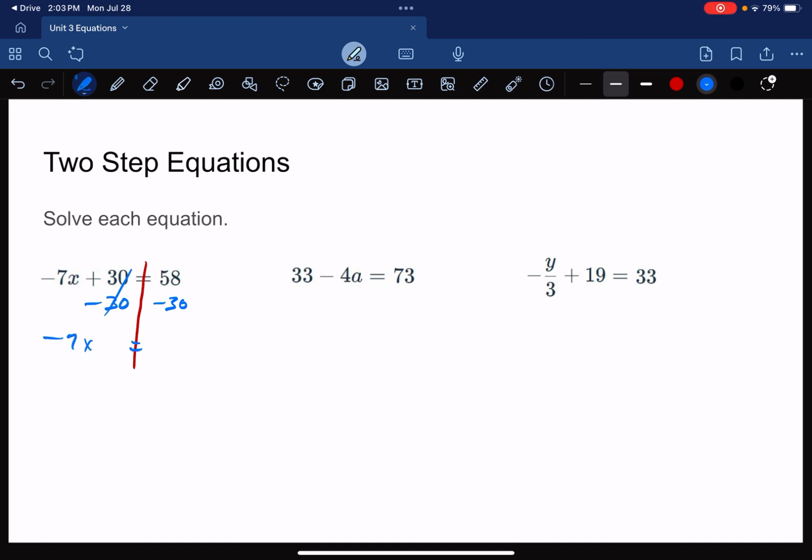I still have a -7x on the left. I got 58 good guys and 30 bad guys. That makes 28 good guys. And now the -7 is attached with multiplication. And to break multiplication, you divide. So I'm dividing these two by -7. So sign, a positive divided by a negative is negative, and then 28 divided by 7 is 4. So there's my solution. You want to try this next one?